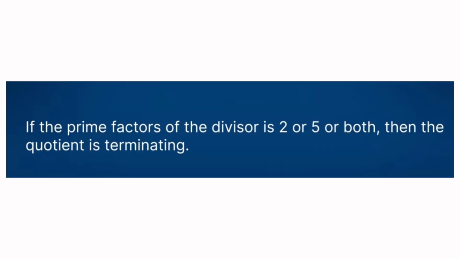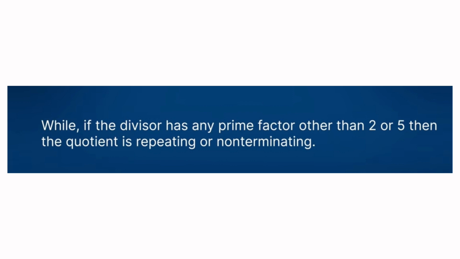Ngayon mga bata, merong paraan upang malaman natin agad ang sagot kung ito ba ay terminating or repeating non-terminating decimal. If the prime factors of the divisor is 2 or 5 or both, then the quotient is terminating. While if the divisor has any prime factor other than 2 and 5, then the quotient is repeating or non-terminating.